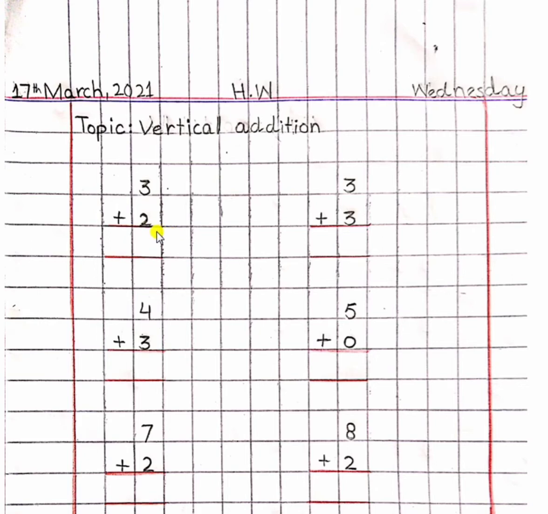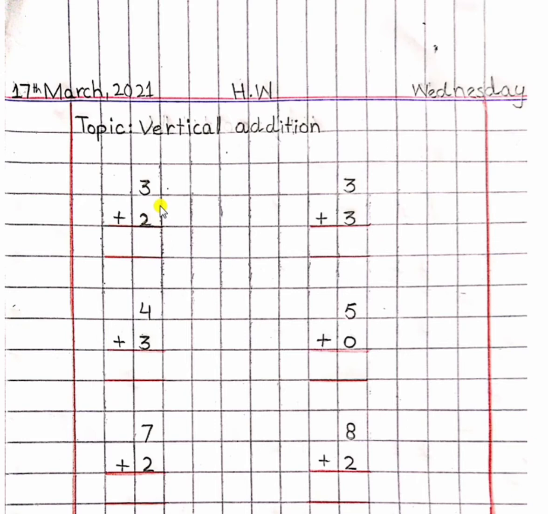I'm going to solve the first sum in front of you. First question is 3 plus 2. It means you will add 3 and 2. You can draw lines or balls according to numbers. As first number is 3, I will draw 3 balls with this number, and second number is 2, I will draw 2 balls with this number. Then I will count them together.